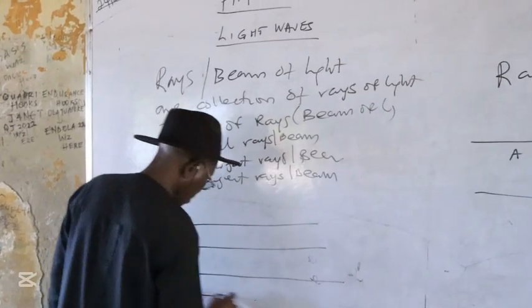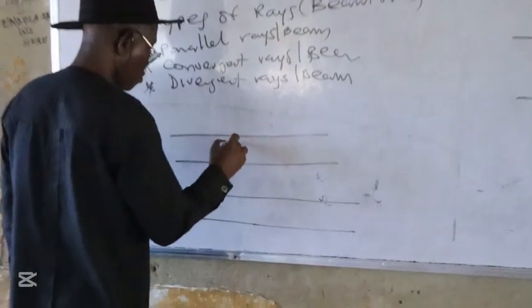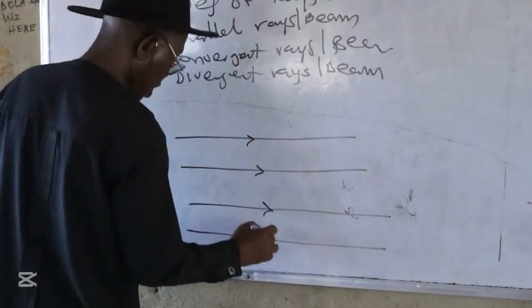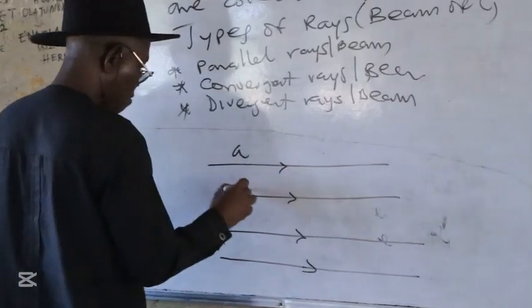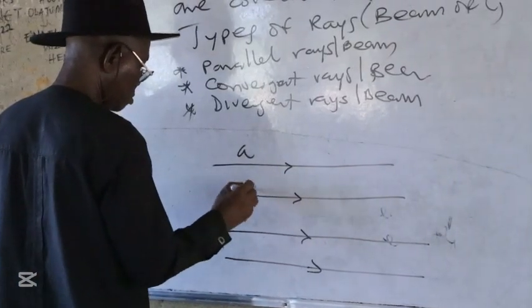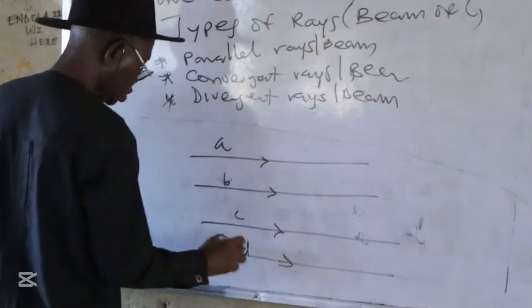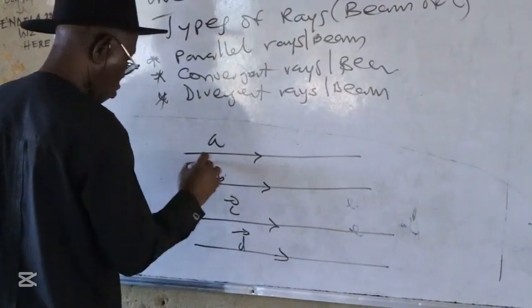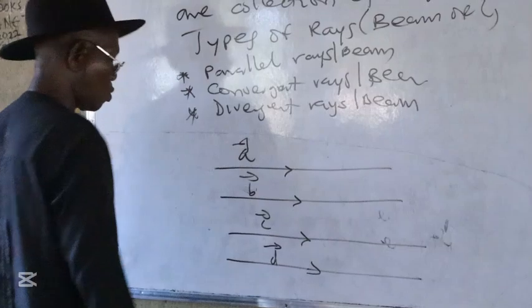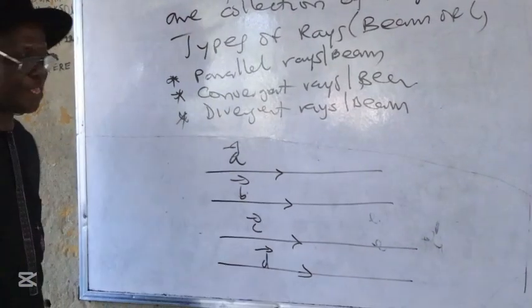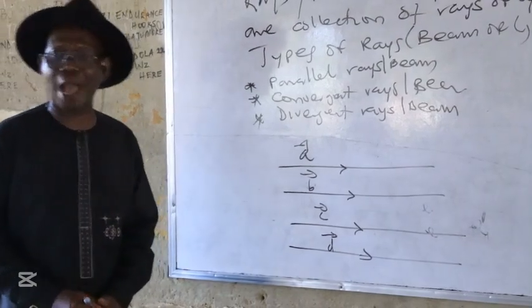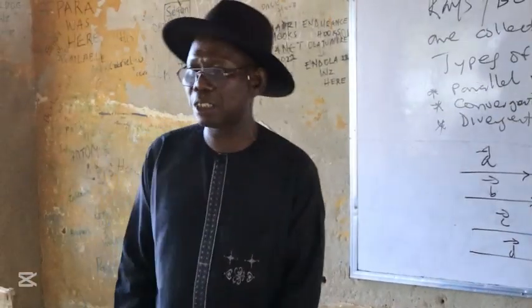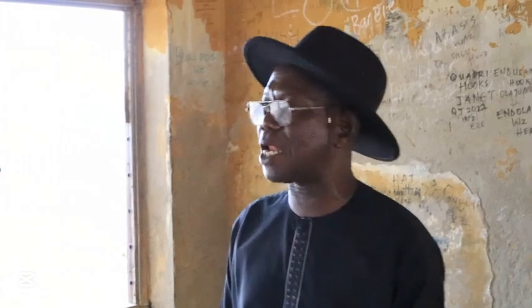You can draw as many as possible. Beam or ray, we put direction on it. This could be A1, this could be B, C, D, to have it as a vector. So these are parallel beams or rays of light. Prolong them to the front or back, they can never meet.